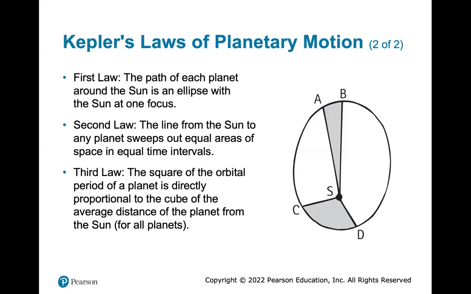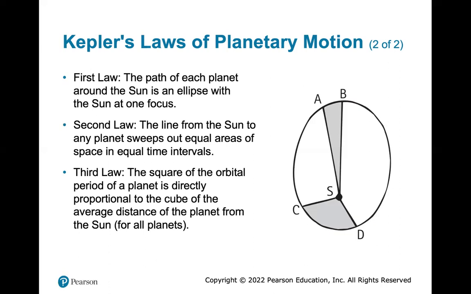Now, the third law is the square of the orbital period of a planet is directly proportional to the cube of the average distance of the planet from the sun for all planets. You got to memorize that. No, just kidding. What is the bottom line? The bottom line is that the further out you are, the slower your orbit is.